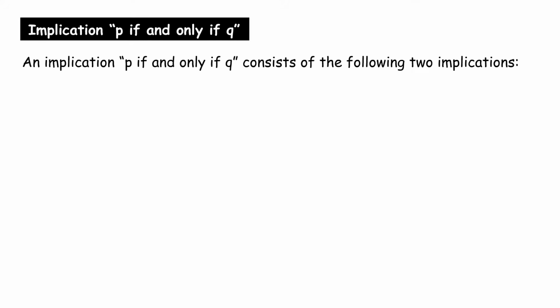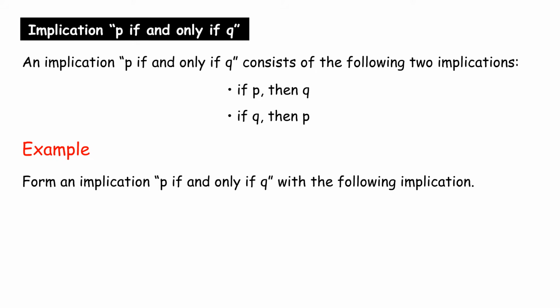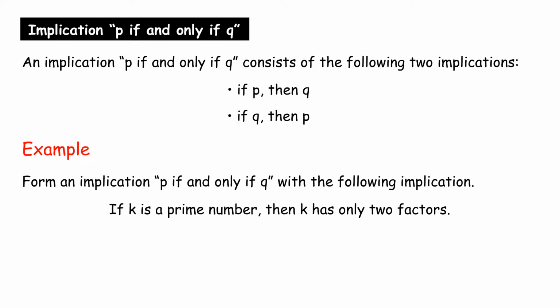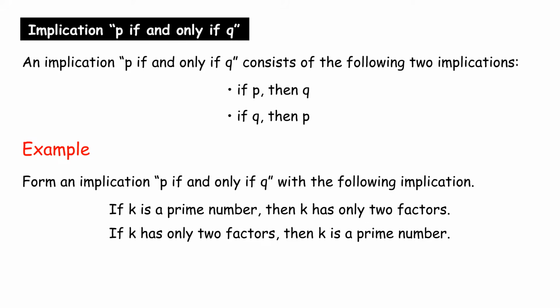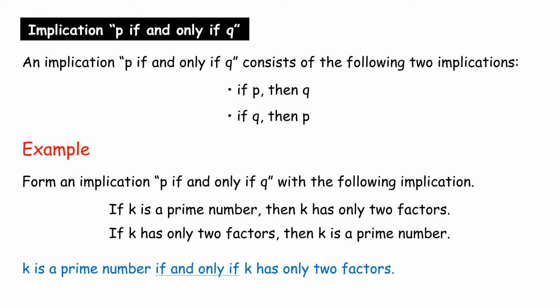Implication: P if and only if Q. An implication P if and only if Q consists of the following two implications: if P, then Q; if Q, then P. Example: form an implication P if and only if Q, with the following implications. If K is a prime number, then K has only two factors. If K has only two factors, then K is a prime number. K is a prime number if and only if K has only two factors.